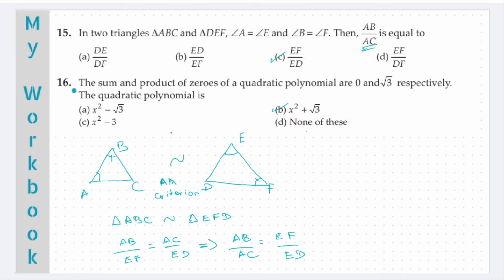Next, in question number 16, it is given that the sum of the zeros is 0 and product is root 3. The polynomial can be framed as x square minus sum of the zeros into x plus product of the zeros. So it will be x square minus 0 into x plus product is root 3. So this entire term will vanish and we will be left with x square plus root 3. Hence option B is the correct answer.